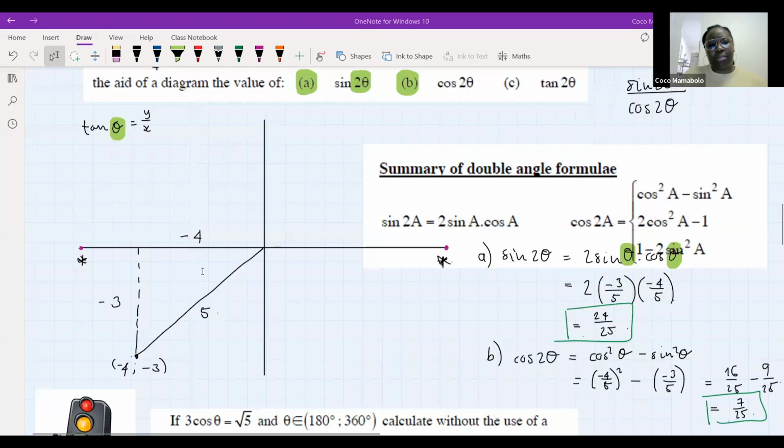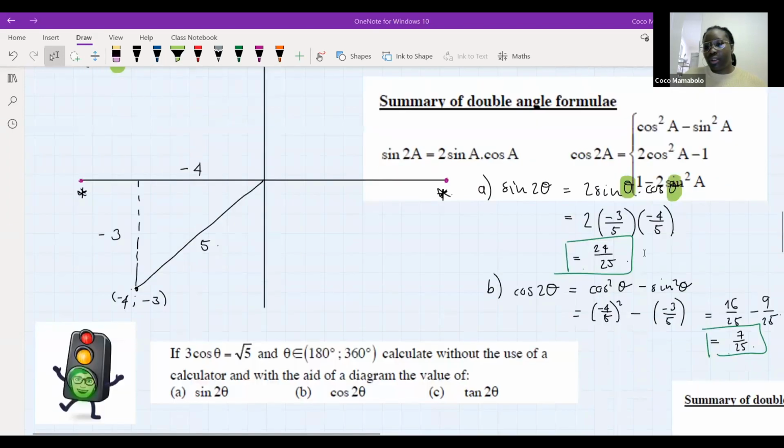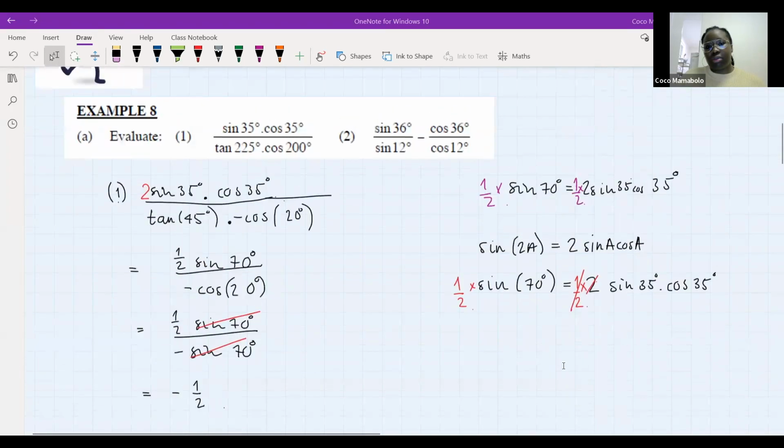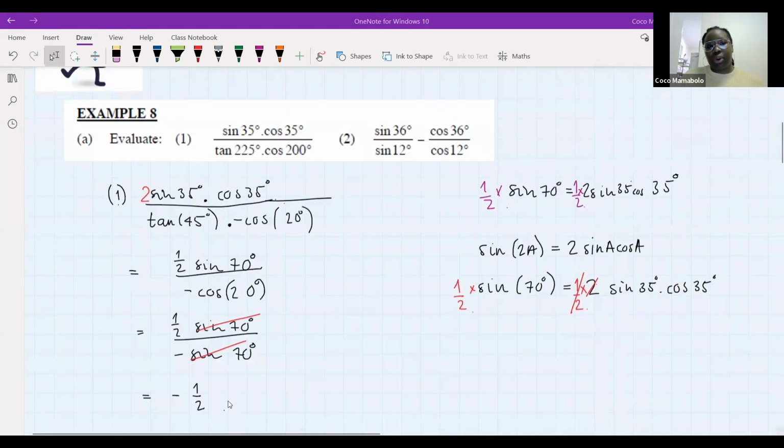All right, somebody else had said, ma'am, can you please scroll up so I can take a screenshot? Leanne, where am I scrolling up to? You need to let me know where to scroll up to. Yes, Lebohang. Oh, ma'am, quickly, can I just go up to the first question we did of the sine 35?